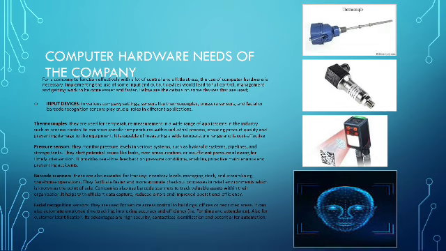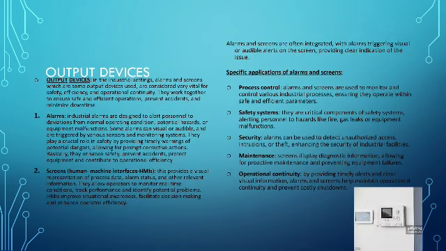Input devices in various company settings, like sensors, thermocouples, pressure sensors, and facial or barcode recognition sensors, play crucial roles in different applications. In industrial settings, alarms and screens, which are some output devices used, are considered very vital for safety, efficiency, and operational continuity. They work together to ensure safe and efficient operations, prevent accidents, and minimize downtime.